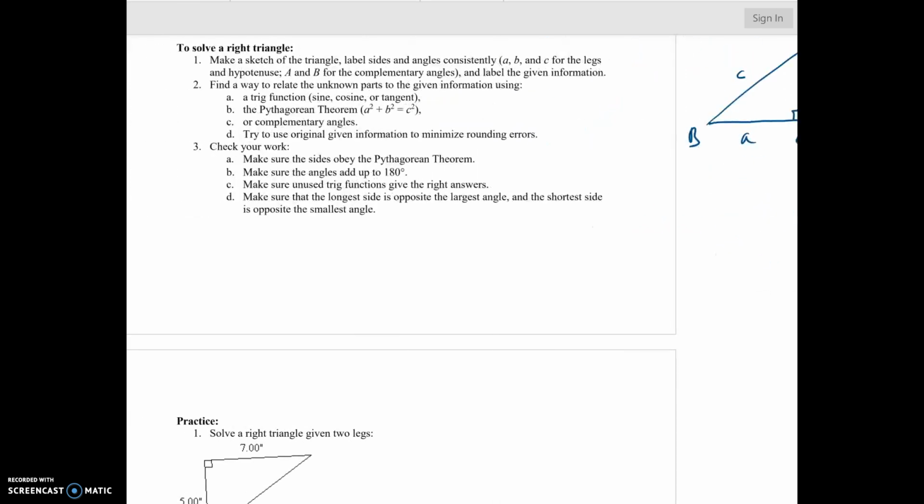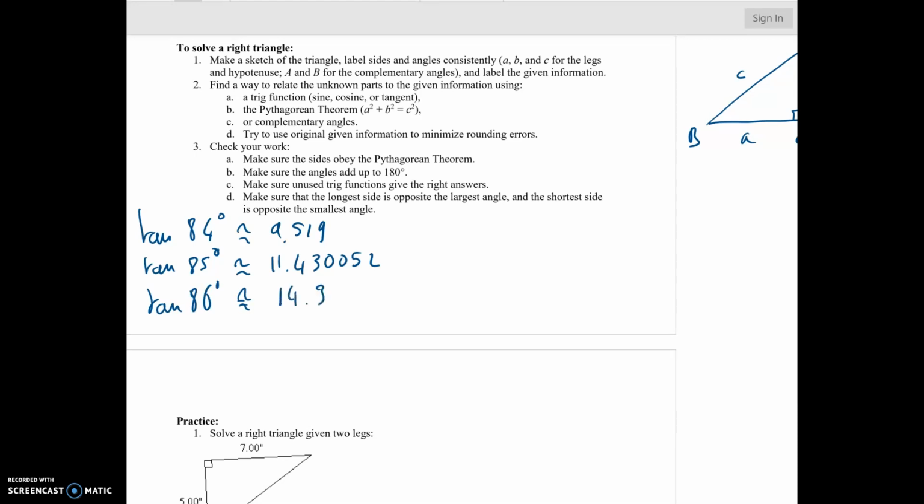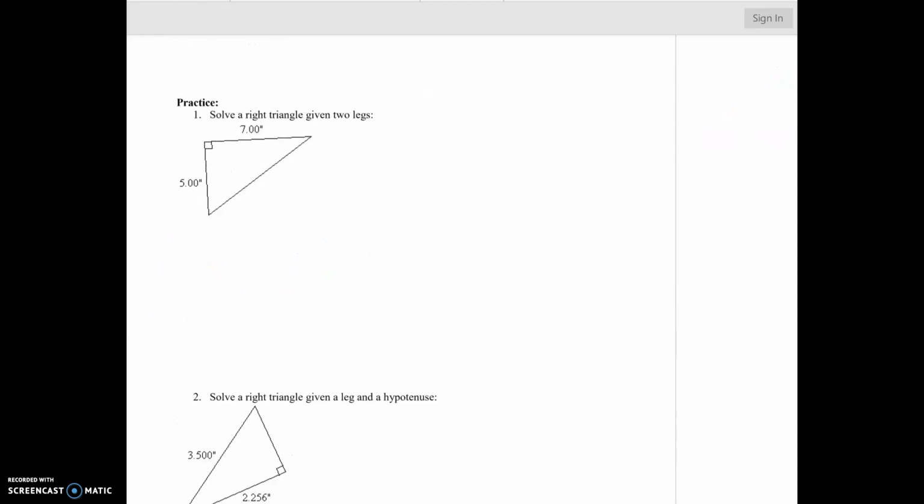So if I look at the value of tangent of 84 degrees, it's about 9.519. The value of tangent 85 degrees is going to be 11.430052, and the tangent of 86 degrees is going to be around 14.300. Okay, so let's try to practice.